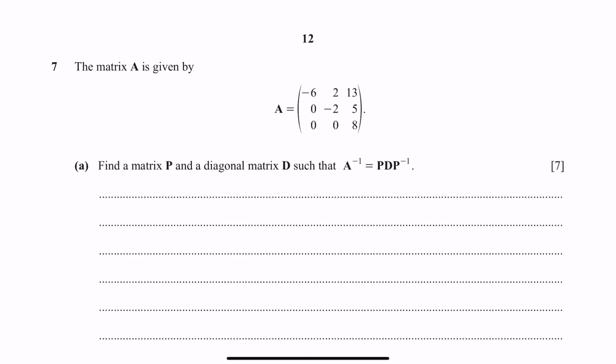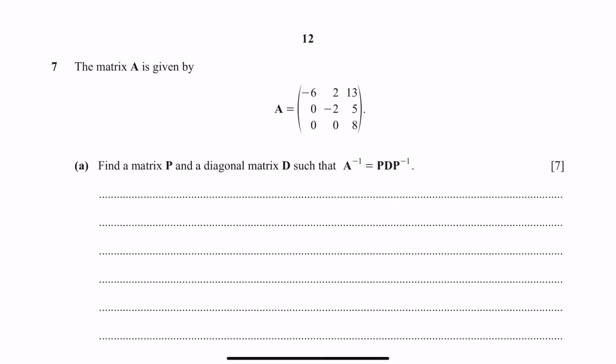Question 7 is about matrix. So we need to find the matrix P and a diagonal matrix D such that the inverse of A is P D inverse P. So we will need to find the eigenvalues first.